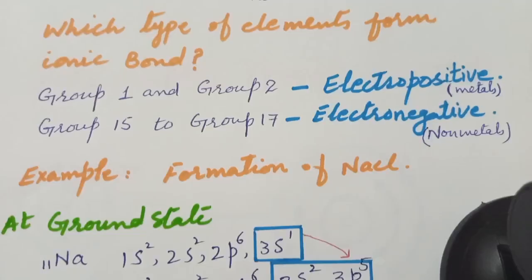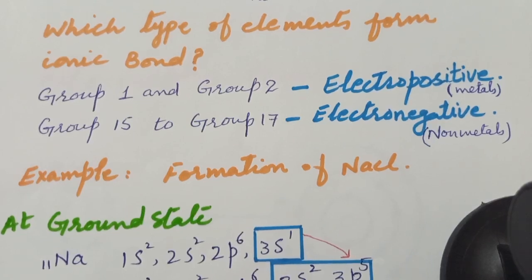Now the question arises, which type of elements form ionic bond? To answer this question, we will see the modern periodic table. In the periodic table, group 1 and group 2 have the tendency to lose electrons, and these are the metals. Since they can lose electrons, they are known as the electropositive elements.